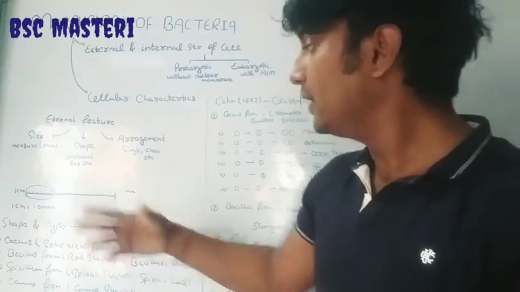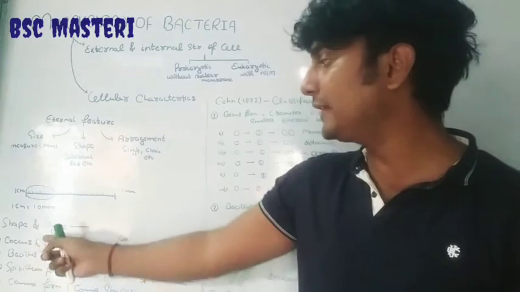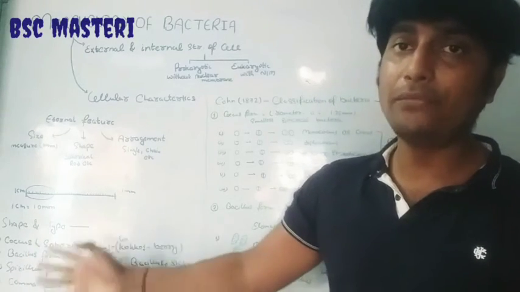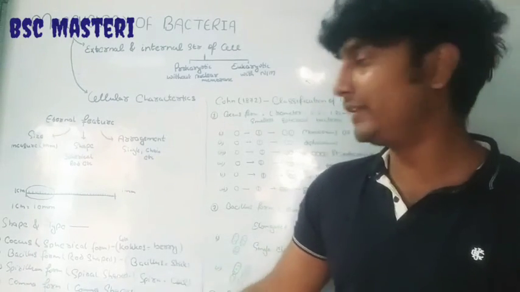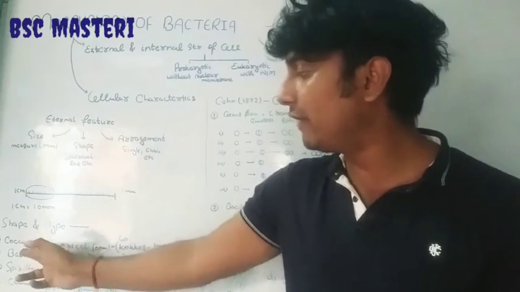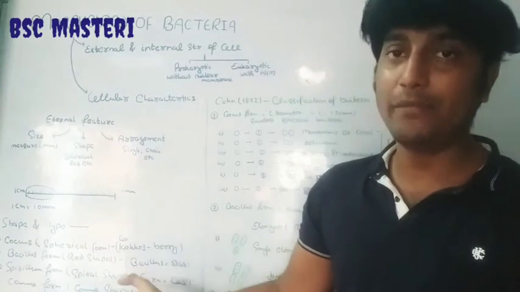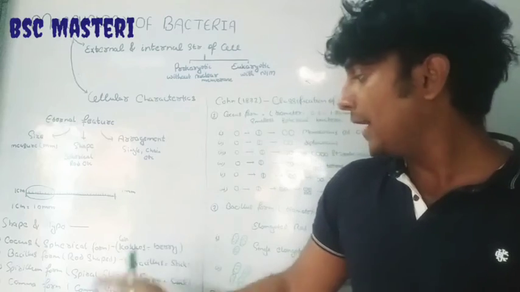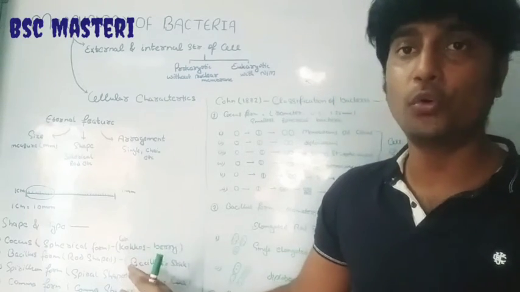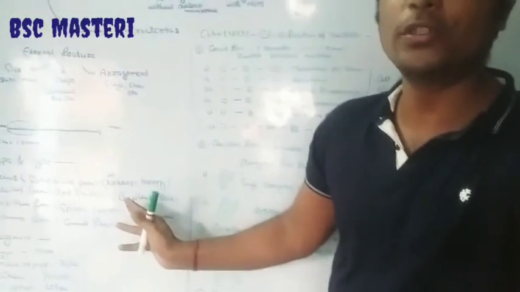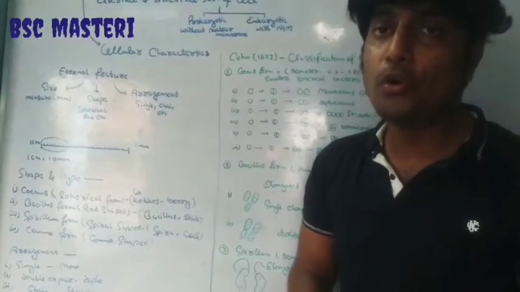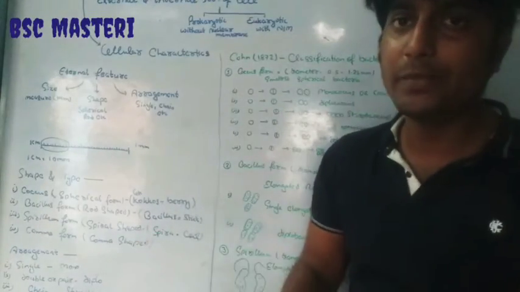Okay. So we are going to further discuss the shape and types of bacteria. Bacteria have four different shapes and four different types. First is the coccus bacteria, which is a spherical form bacteria. It is derived from the Greek word kokos, which means berry.